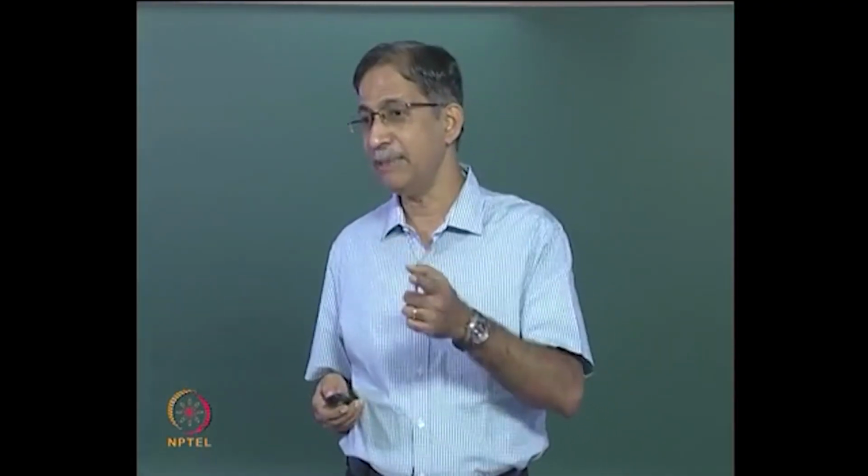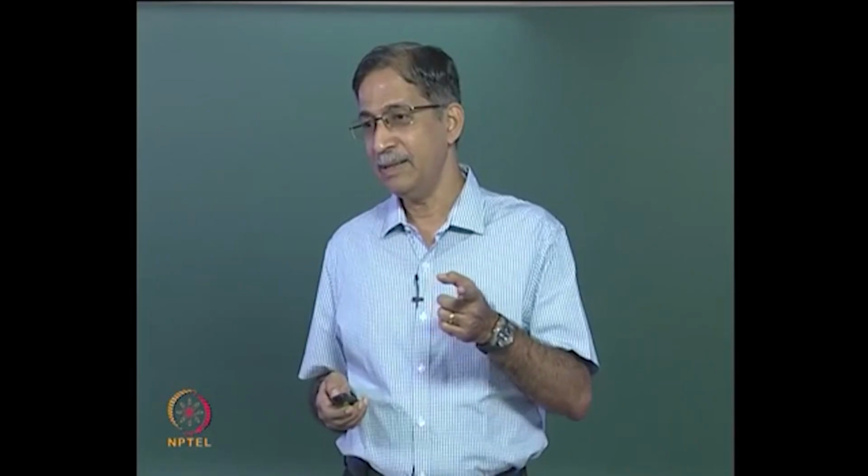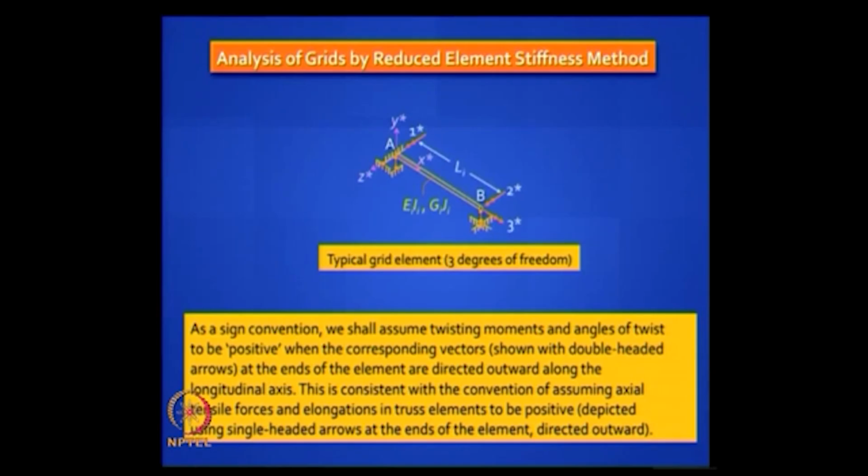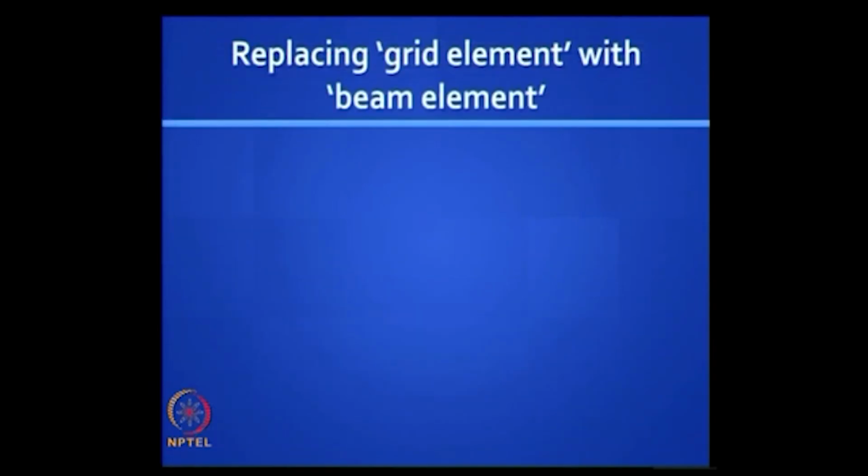You need to have something similar here for the torsional degree of freedom. So this is how we interpret it. As a sign convention we shall assume twisting moments and angles of twist to be positive when the corresponding vectors shown with the double headed arrow at the ends of the element are directed outward along the longitudinal axis. This is consistent with the earlier sign convention for a single headed arrow for the truss element. Is it clear? Just remember this, you will understand when we do it in an application.